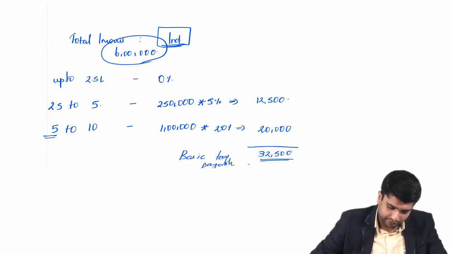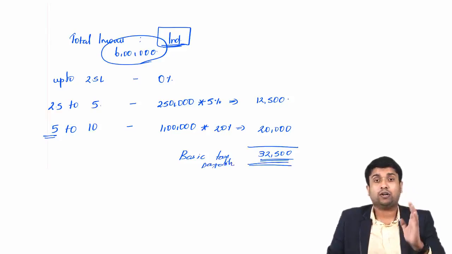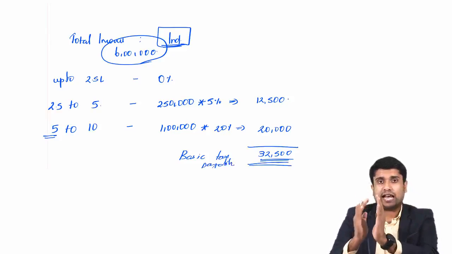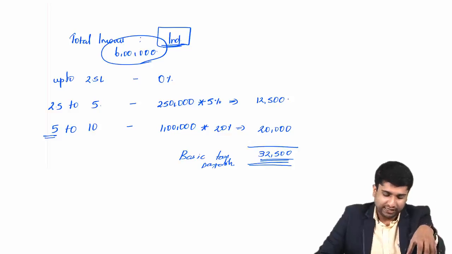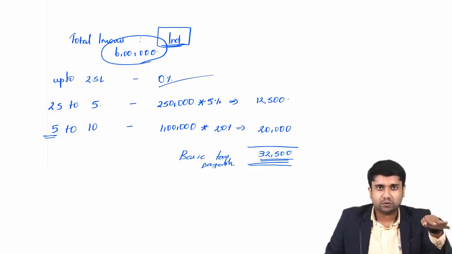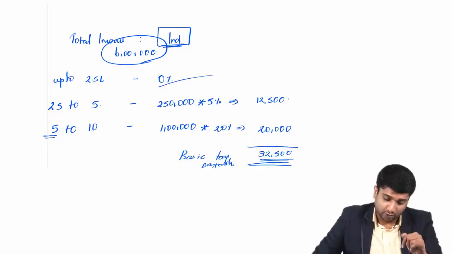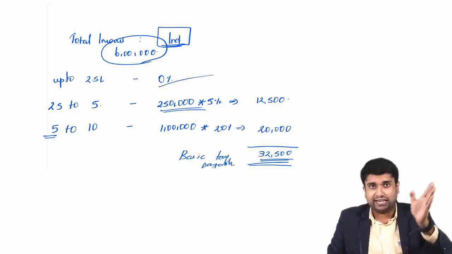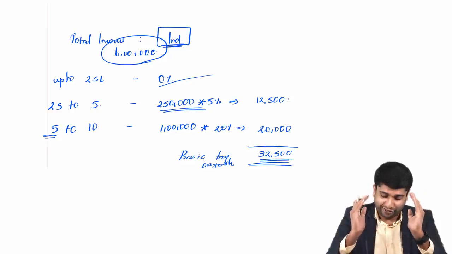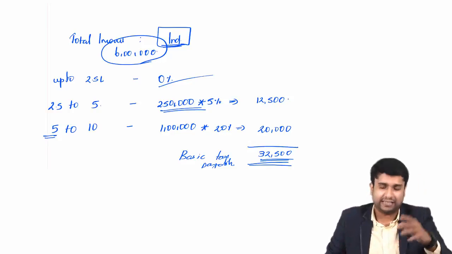Are you with me? Have you got the point? So these are called slab rates, for each slab, each rate. Up to 2,50,000, from 0 to 2,50,000, rate is 0. From 2,50,000 to 5 lakh, rate is 5% on the 2,50,000, that means that slab. From 5 lakh to 10 lakh, there is an amount of 5 lakhs. On that, 20%. It is like that.